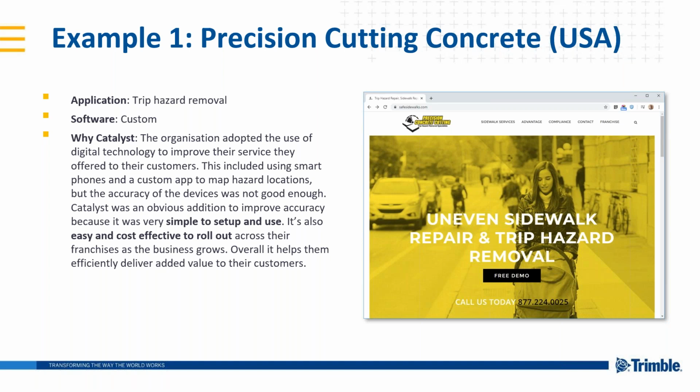So they needed a solution to improve that accuracy to improve the overall value that they were offering to their customers. So why was Catalyst compelling to them? For a couple of reasons that I've highlighted there in the text, and that is it's very, very simple to set up and use, and it's also very easy and cost effective to roll out to the various franchises as the business grows across the country.